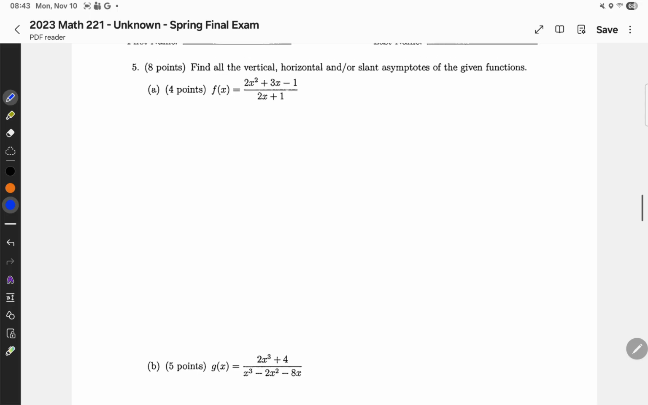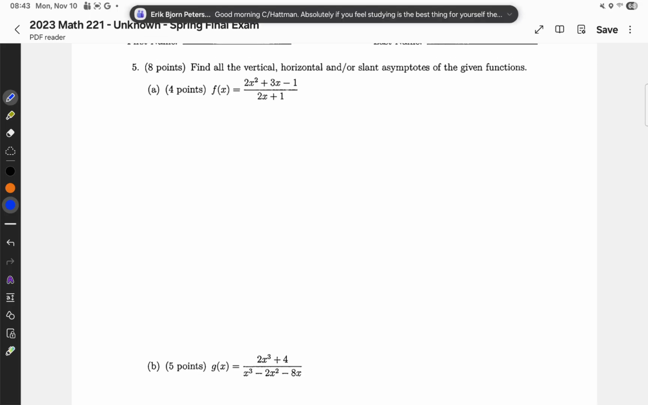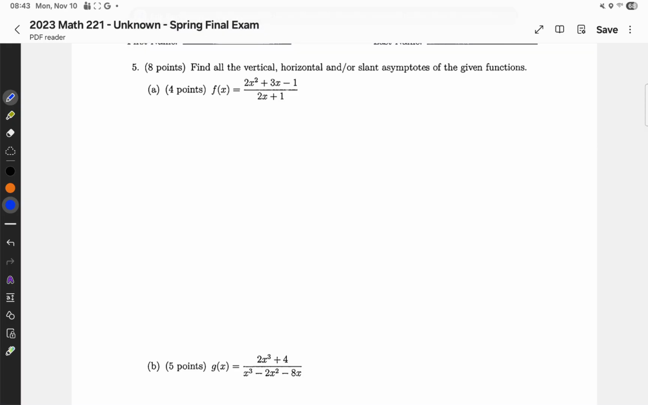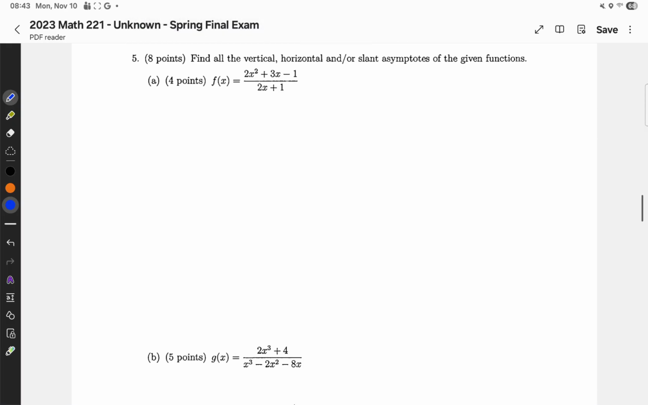Moving on to question 5. We need to find all the vertical, horizontal, and/or slant asymptotes of the given functions. So for this first one, we have that f of x is equal to 2x squared plus 3x minus 1 over 2x plus 1.